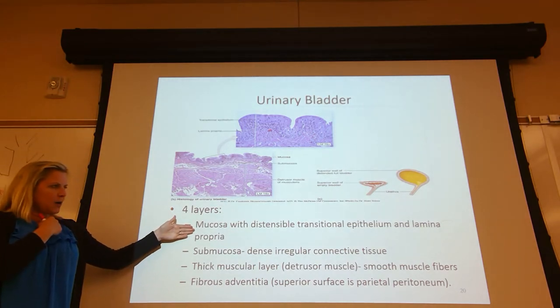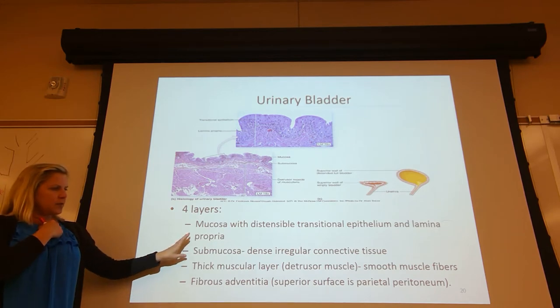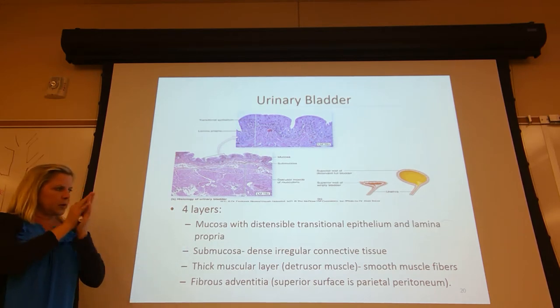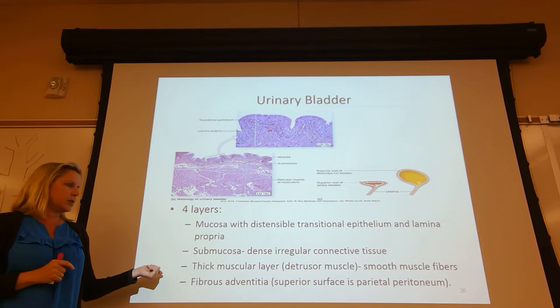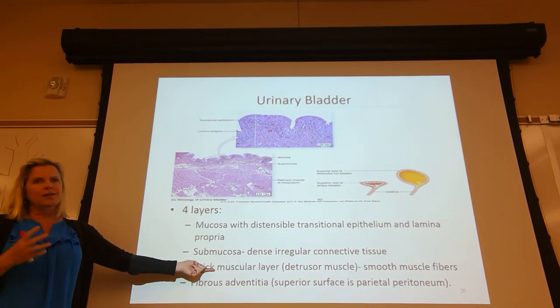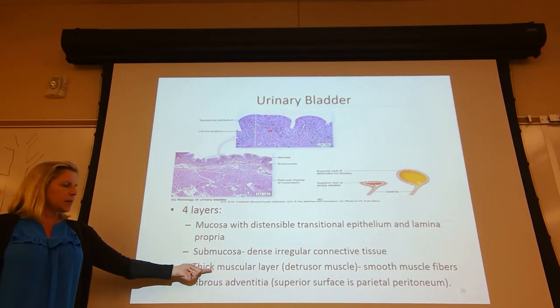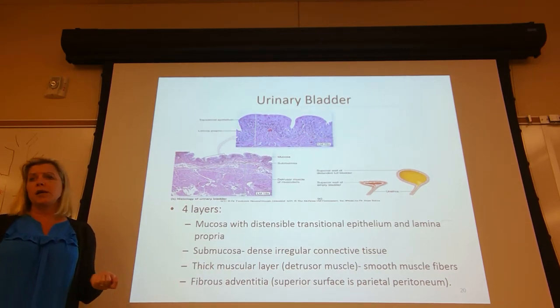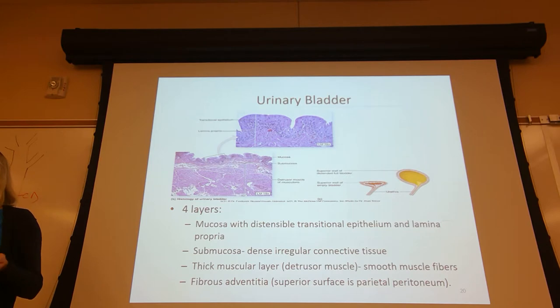So again, there's a mucosa, transitional epithelium. There's a submucosa where the mucosa has to anchor into. That's your dense, irregular connective tissue. There is a detrusor muscle. That's your muscularis, basically. Smooth muscle, and it's mostly under control of the parasympathetic division.